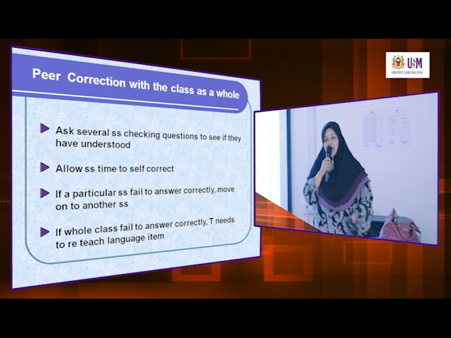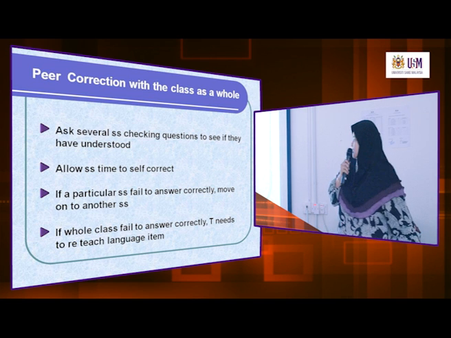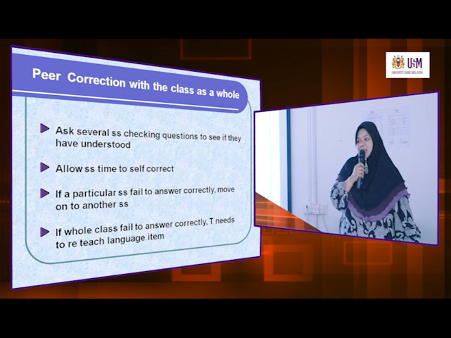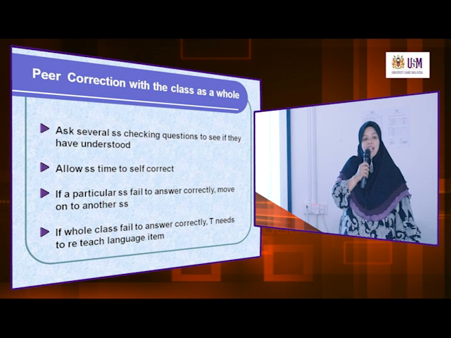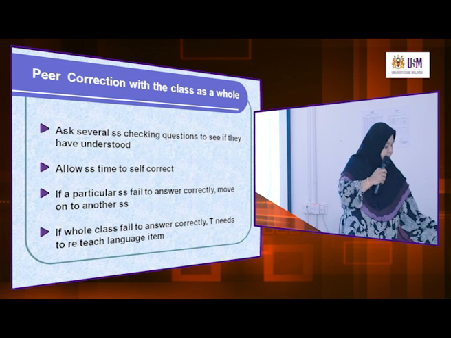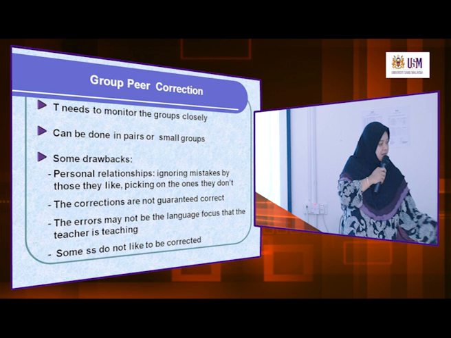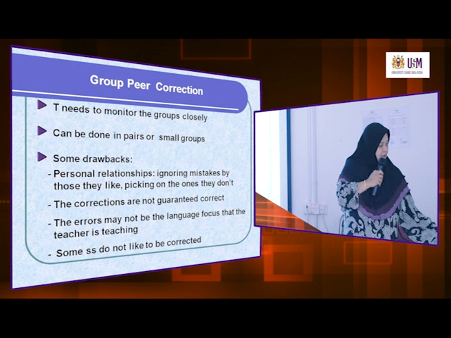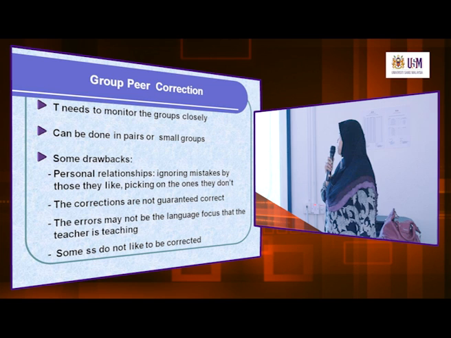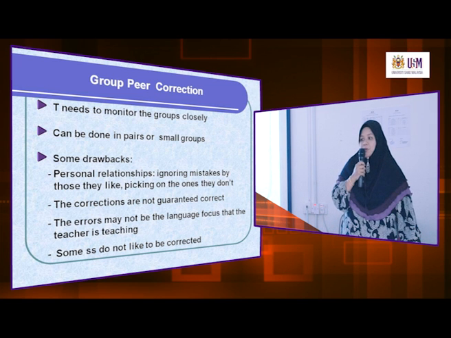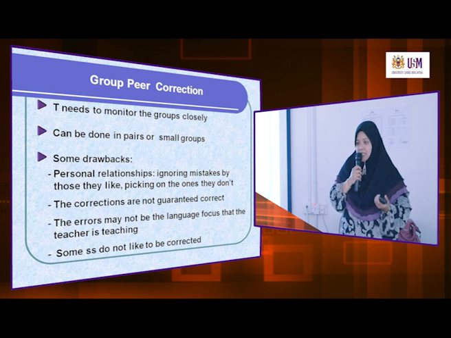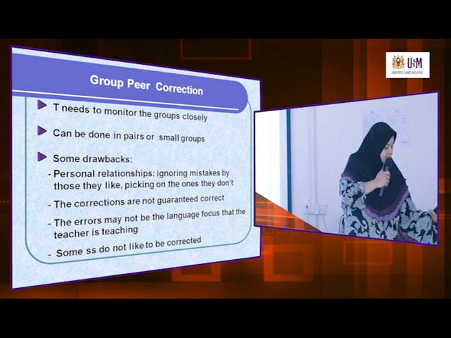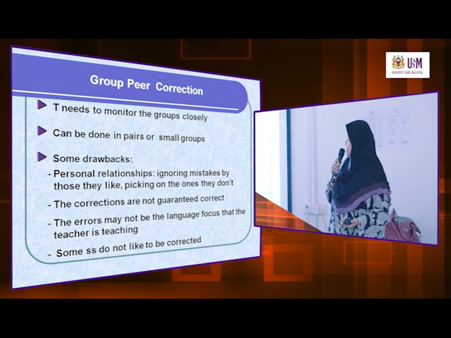If the whole class fails to answer, then the teacher needs to teach the language item. Reteach, meaning that there is something wrong with your teaching, because the whole class cannot answer. So you need to reteach the language item, okay? Group peer correction. You put them into groups and then they correct each other. It can be done in pairs or small groups, but it's better to do it in small groups because you will get different people with different abilities. Okay. Some drawbacks of group peer correction.